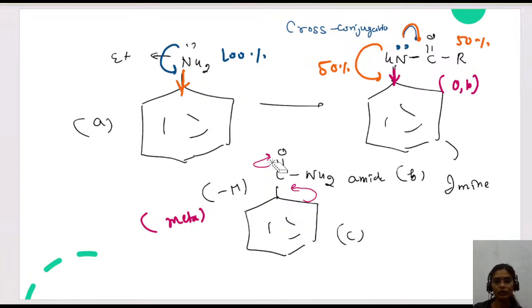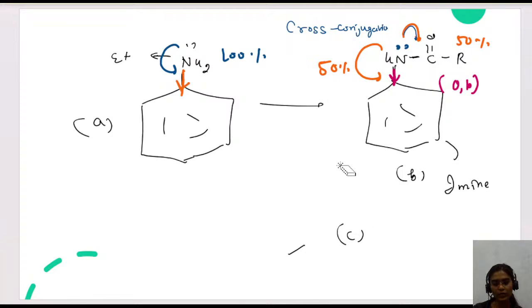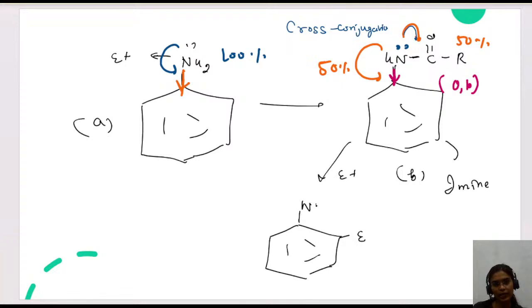Okay, so that's it. After this, if you are using 50% electron density, this is not that much deactivating. Now if you are using an electrophile, the electron density is not that high. So let me combine it at either an ortho position, like this and this.